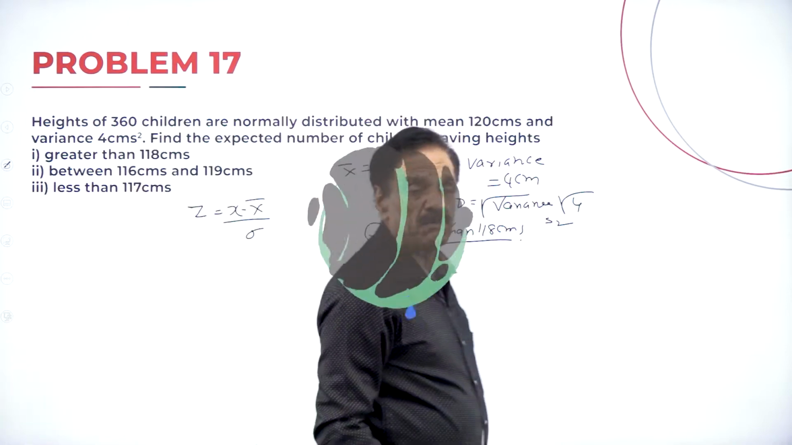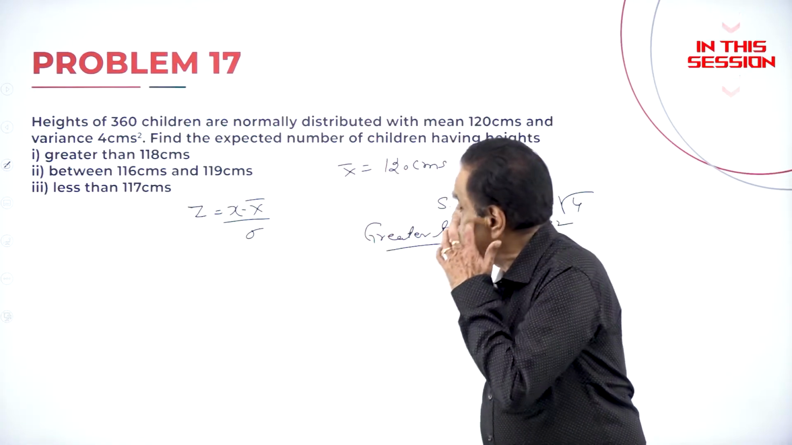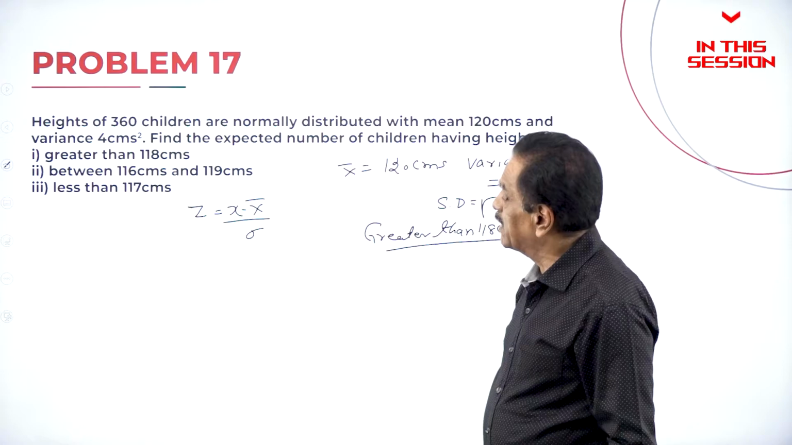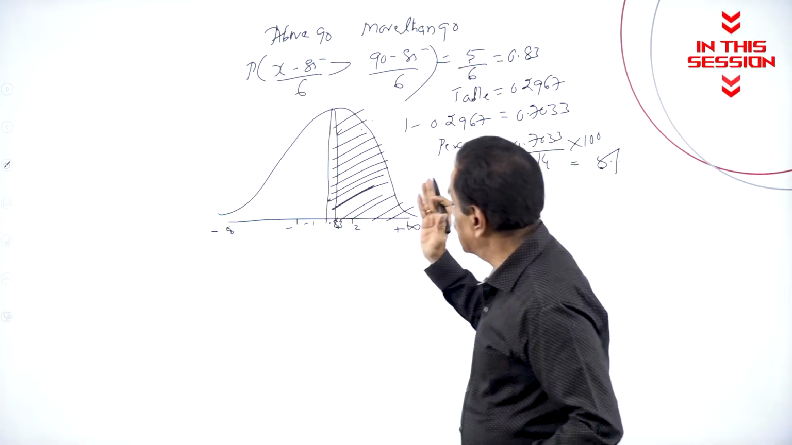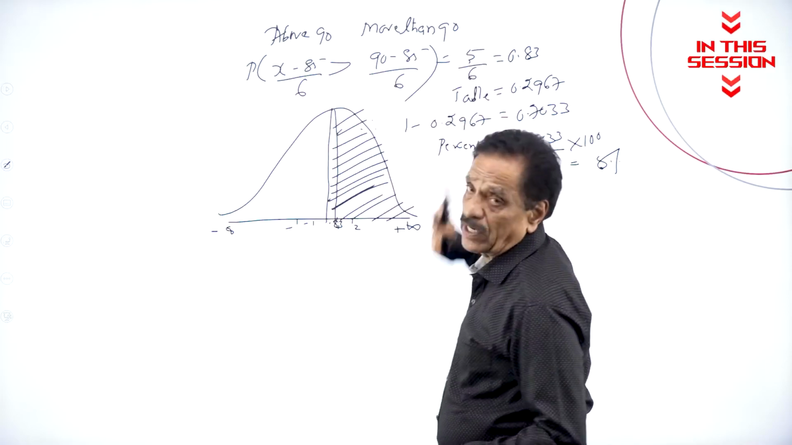This is a standard formula you are going to use: X minus mean divided by standard deviation. This is a normal curve. The total is equal to 1. If it is less than, you have to write like this. More than, you have to write like this.